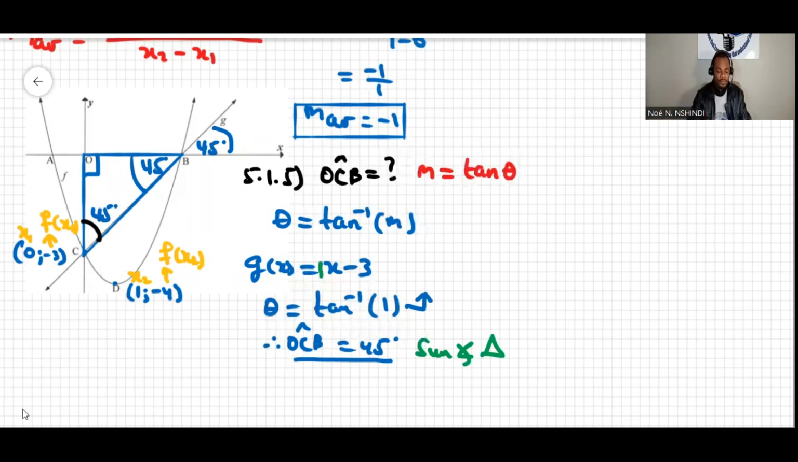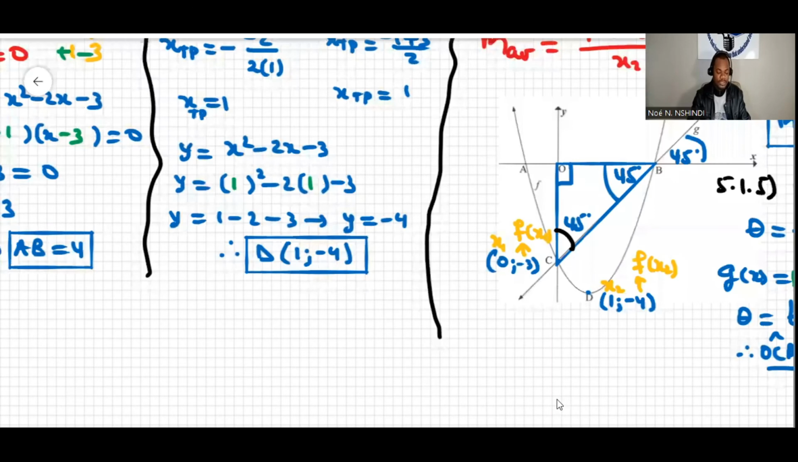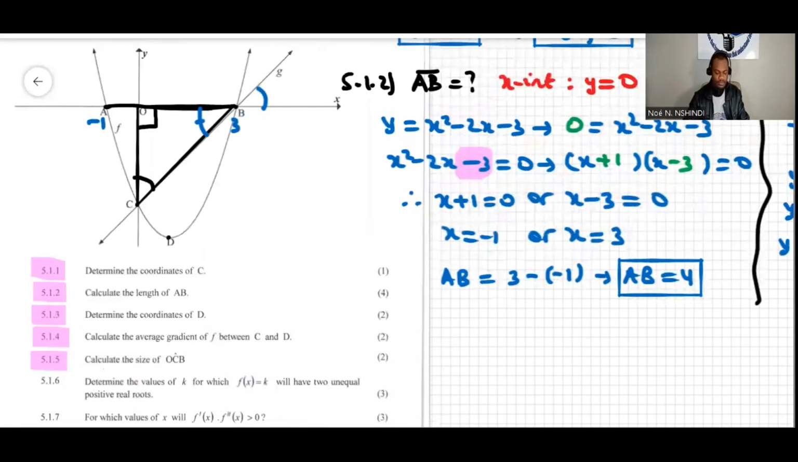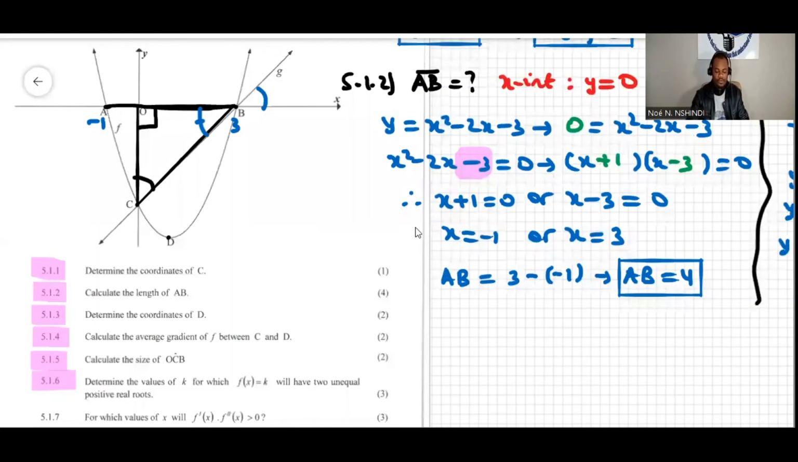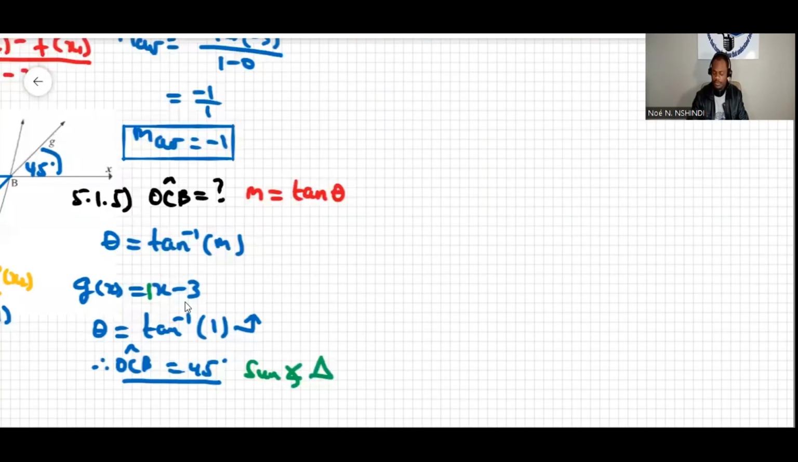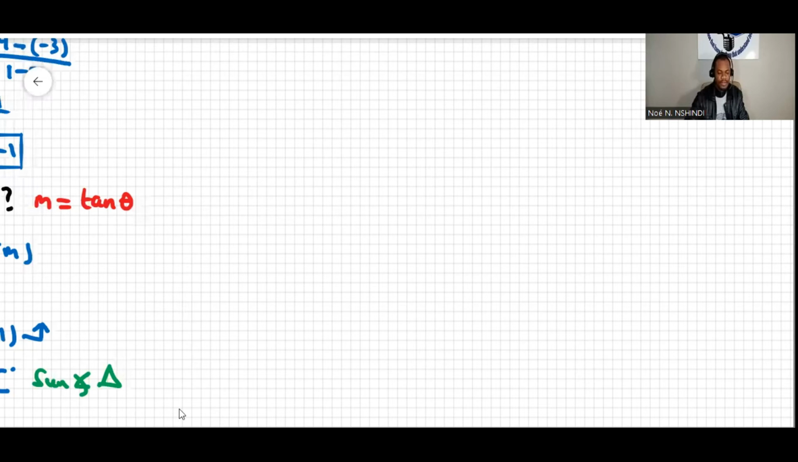Now, question 5.1.6. The question says, determine the value of k for which f of x equal to k will have two unequal positive real roots. All right. Well, we can use the graph to do that, but it can be tricky. Let's first see how we're going to do it. How else can we do it?